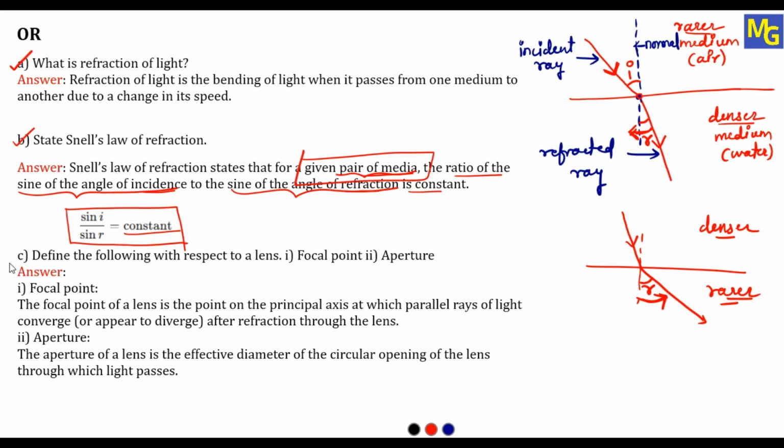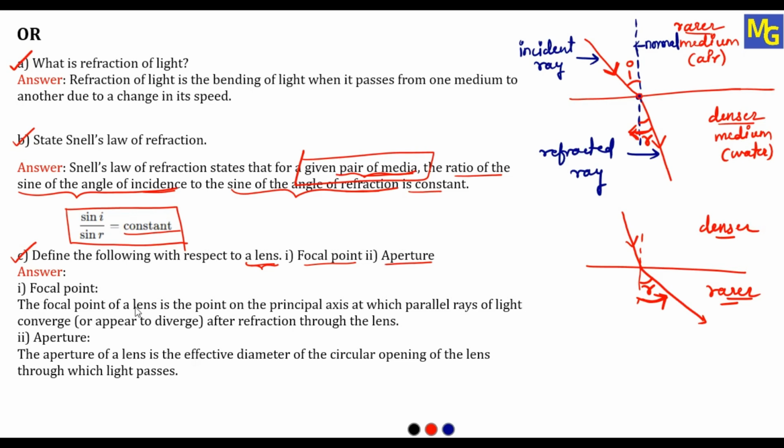Now the next is question C. Define the following with respect to lens. First is focal point and the second one is aperture. Focal point is nothing but principal focus. So we have to define what is principal focus and what is aperture, in terms of lens. In case of lens, we have to define. So first we will start with focal point.